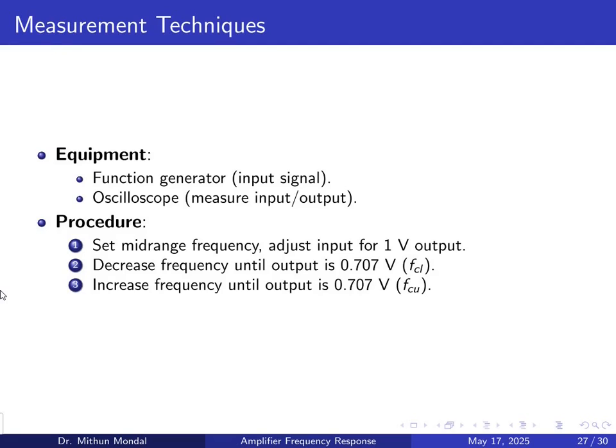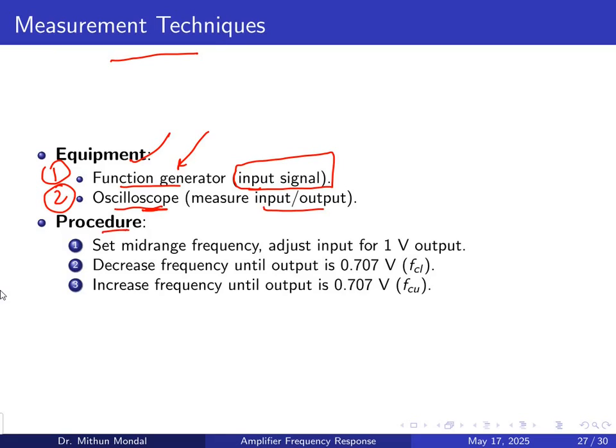But the question is, how do you measure the frequency response of the amplifier? In order to measure the frequency response, you need equipment: the function generator and the oscilloscope. Two important pieces of equipment that you need. The function generator will be used for giving the signal. So you give the input source using the function generator, and with the oscilloscope you measure both the input as well as the output signal.